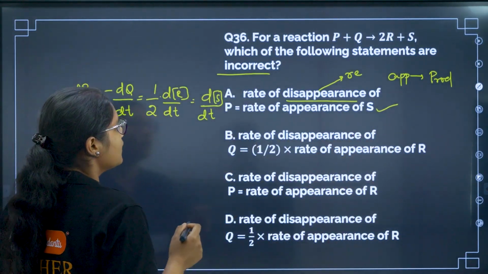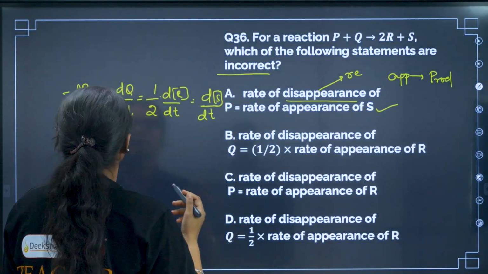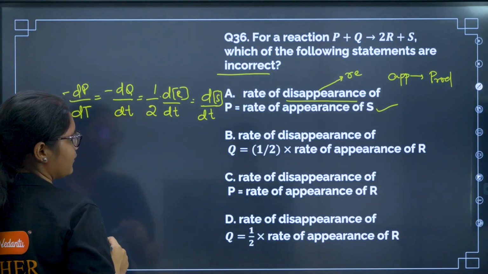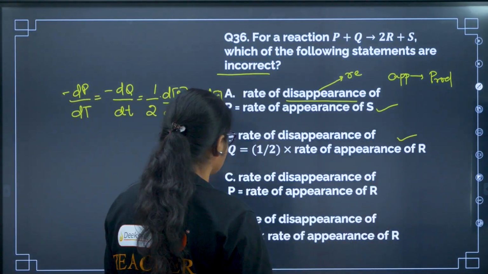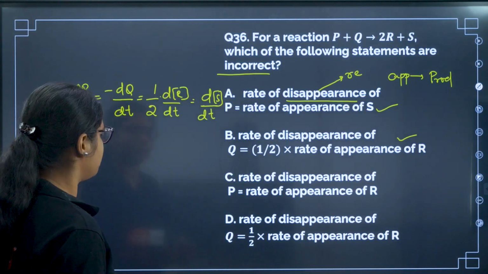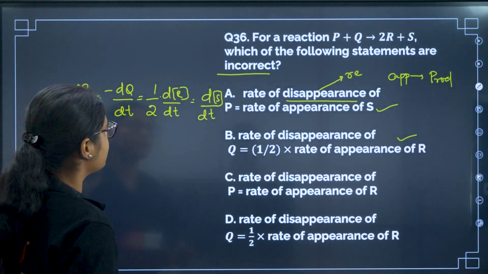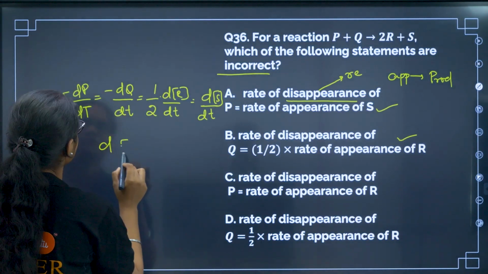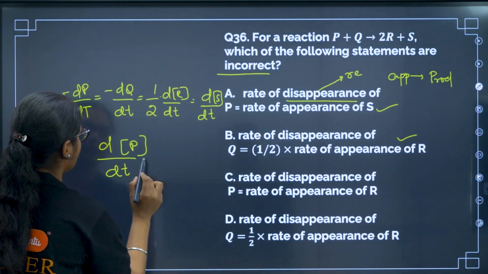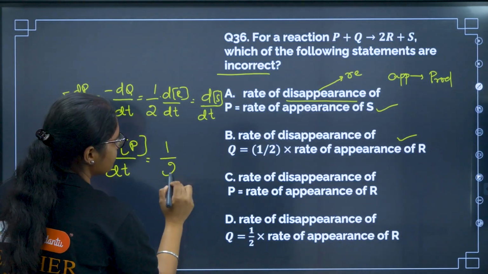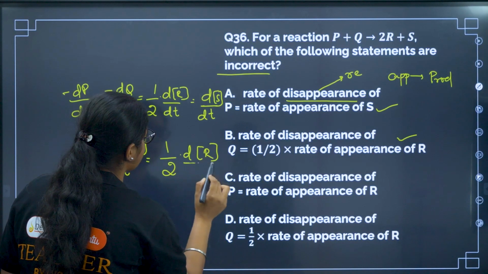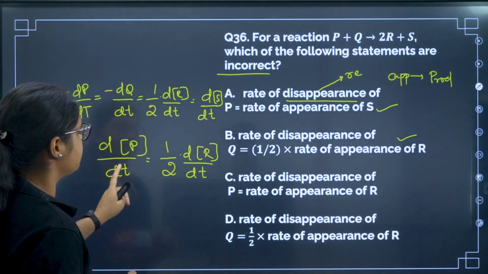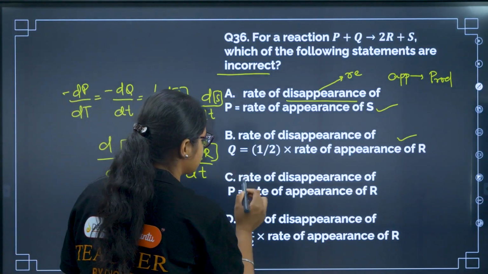Next. Rate of disappearance of Q is equal to half of rate of disappearance of R. So this is also correct. Next is rate of disappearance of P is equal to rate of disappearance of R. Rate of disappearance of P is half of rate of disappearance of R. This is the relation, but what is given? They have given rate of disappearance of P is equal to rate of appearance of R. So that is why this statement is incorrect.